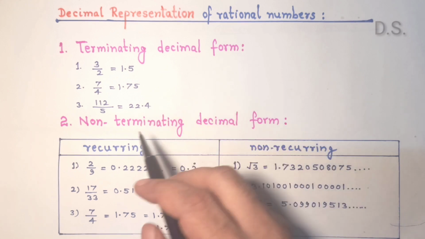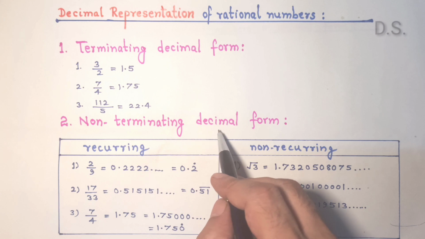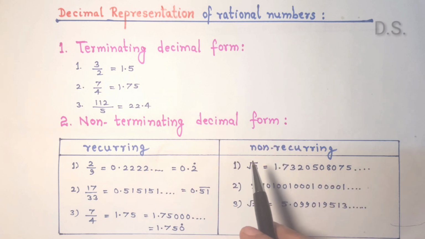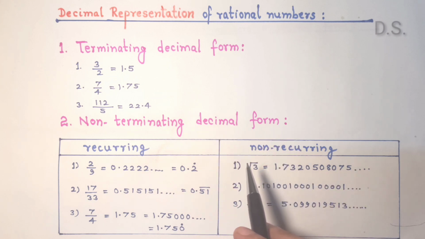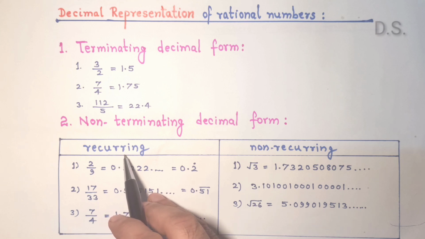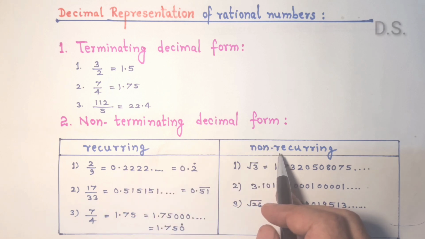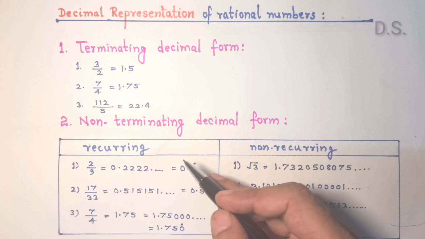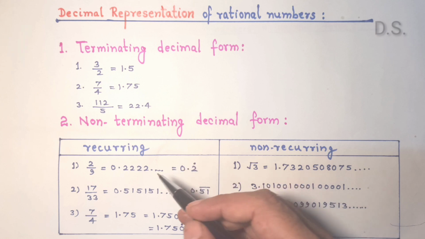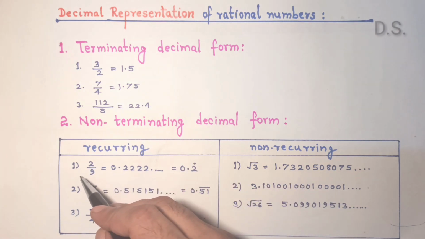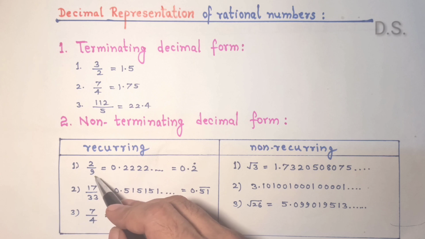Second form is non-terminating decimal form. It can be further divided into two forms: recurring type and non-recurring type. Recurring means coming again and again and again. Let's see first example, 2 upon 9.